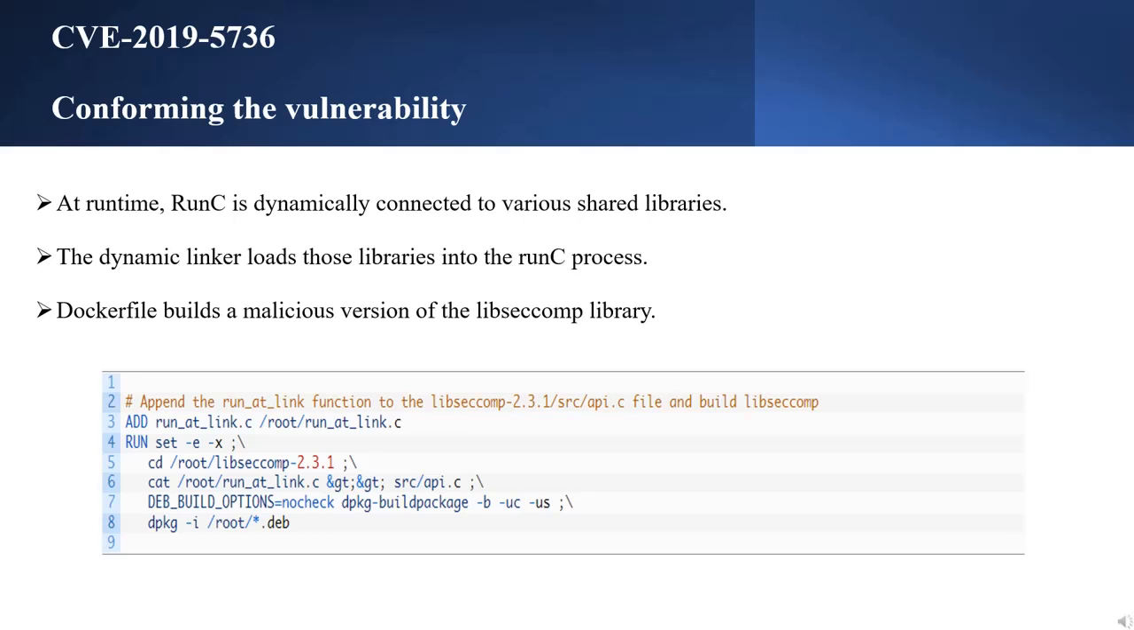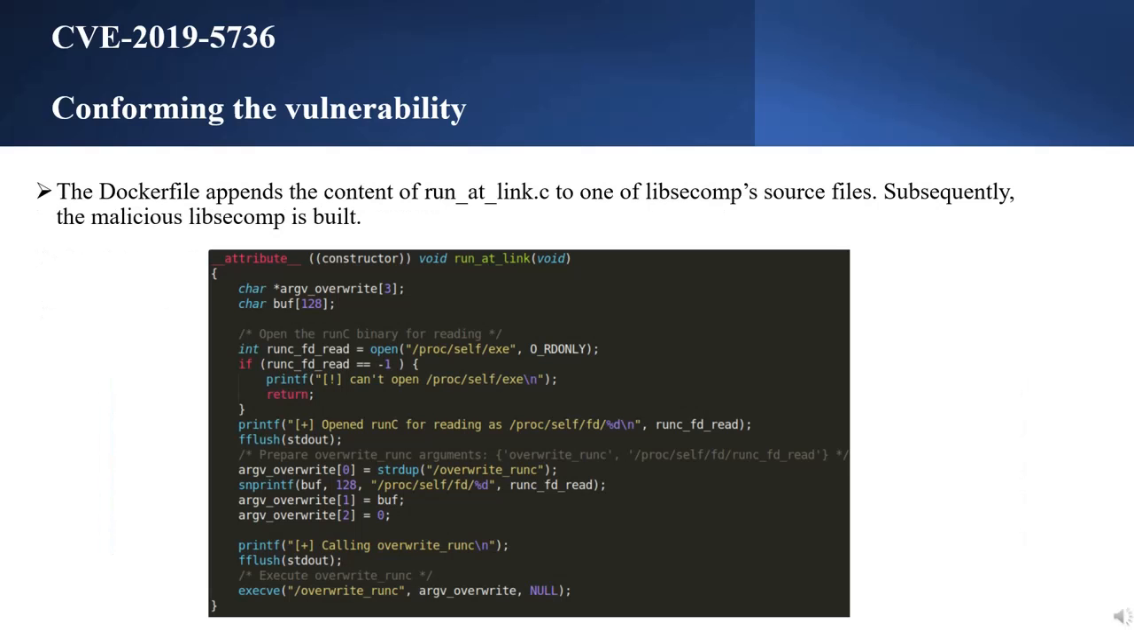As you can see, the Dockerfile builds a malicious version of the libseccomp library. The Dockerfile appends the content of run_at_link to one of the libseccomp source files, and as a result the malicious libseccomp is built. As you can see in the code, the constructor attribute, a GCC specific syntax, indicates that the run_at_link function is to be executed as an initialization function for libseccomp after the dynamic linker loads it into the runc process.